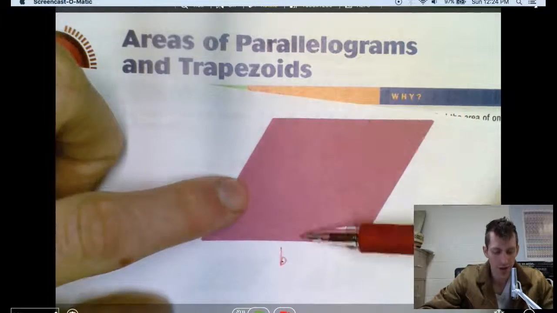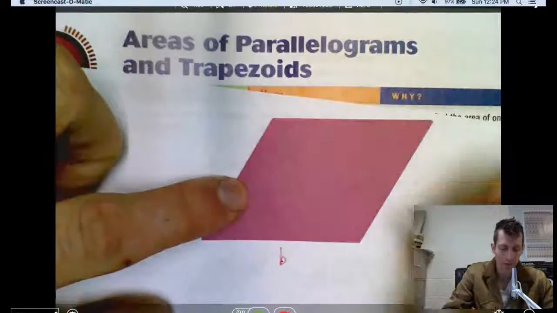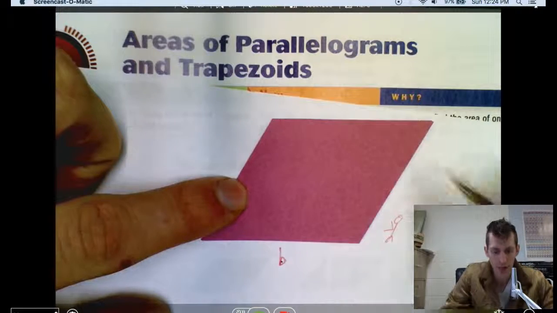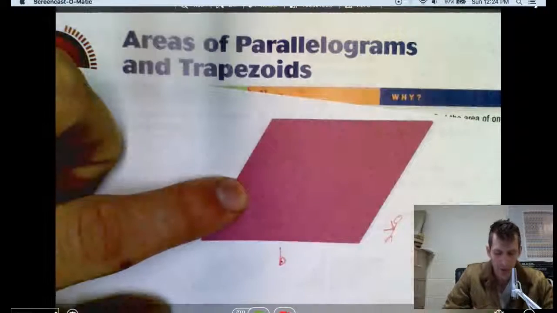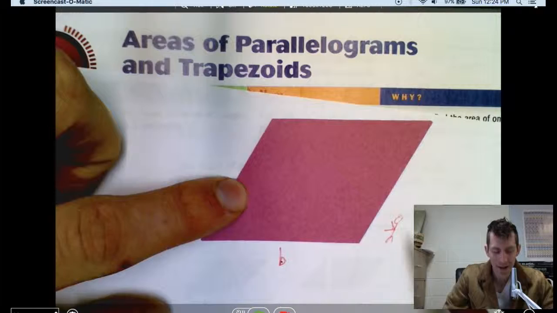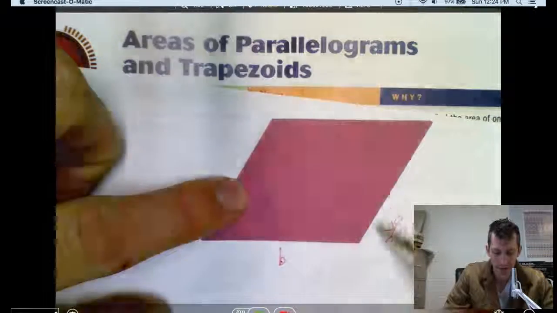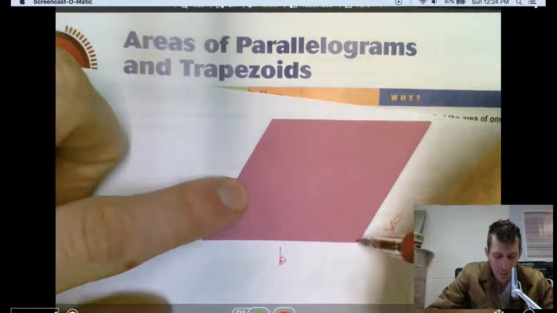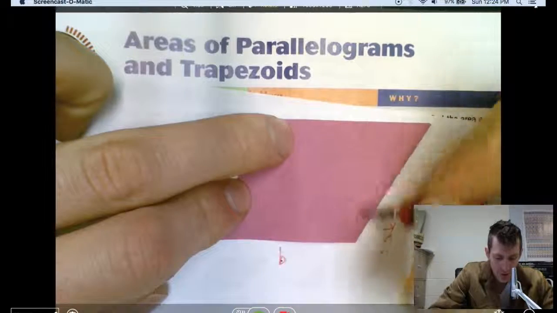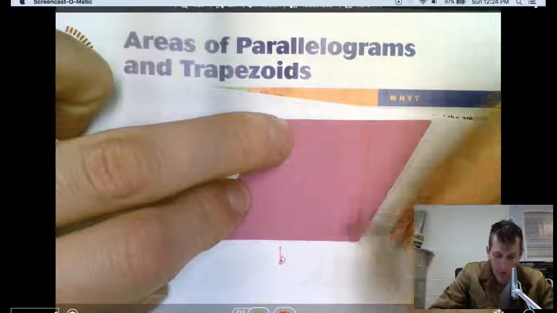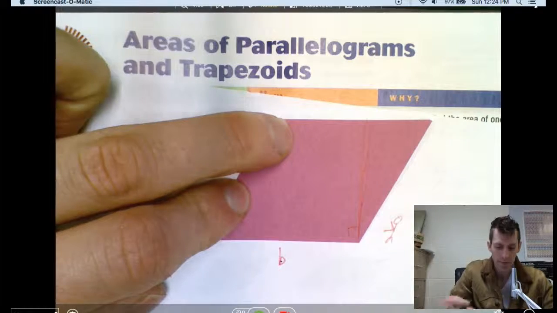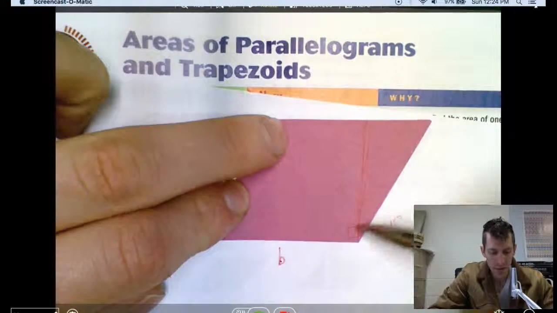The actual height of this parallelogram, if I'm a little dude standing right here and I say, whoa, check out this big old parallelogram, and I'm looking like I'm going to hug the parallelogram, the height of it is not how tall this slant is, it's actually perpendicular to the base. It would go straight up like that. It's perpendicular to the base.